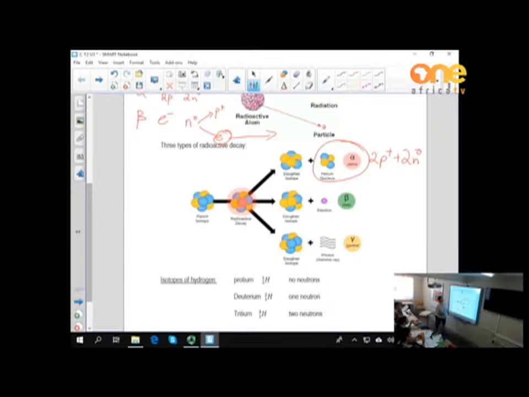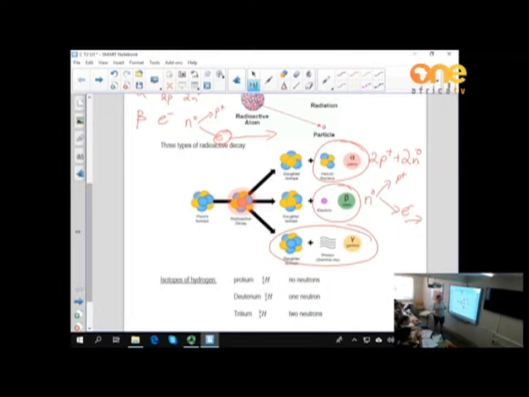Beta is an electron that is shot out. Remember I said it's a neutron that breaks up into a proton and an electron, and it's that electron that is shot out. And then gamma radiation, we'll have a look at gamma radiation when we do waves. But it's also a form of energy that is given out, although it does not consist of a particle as alpha and beta do.